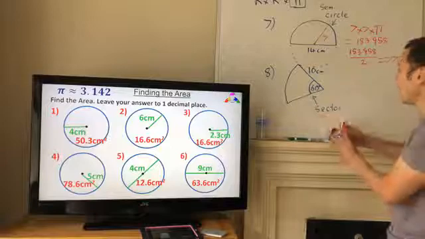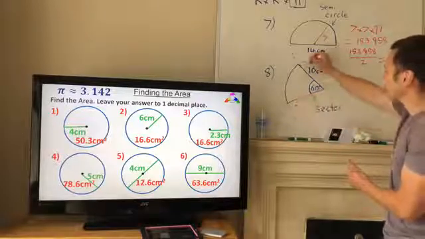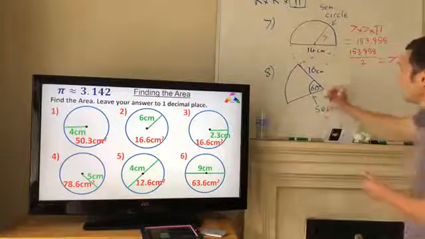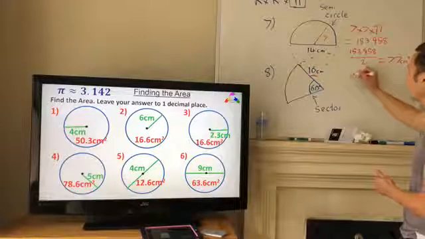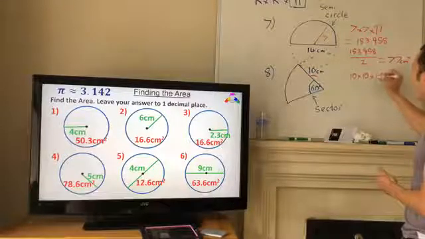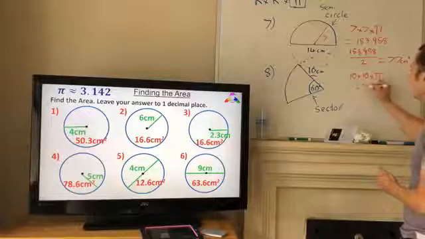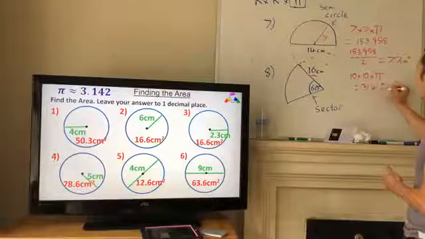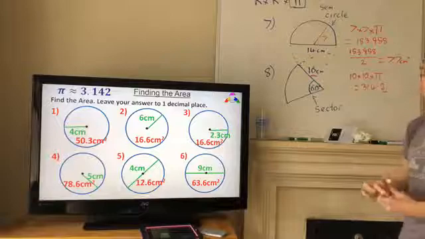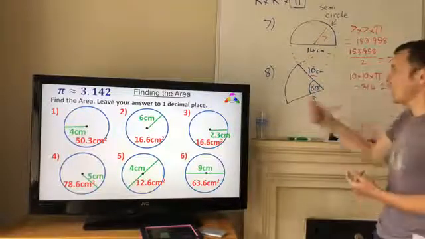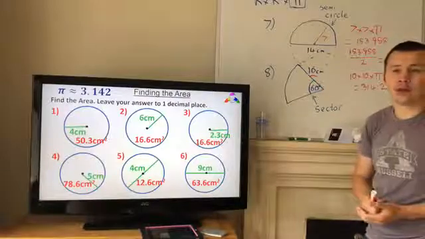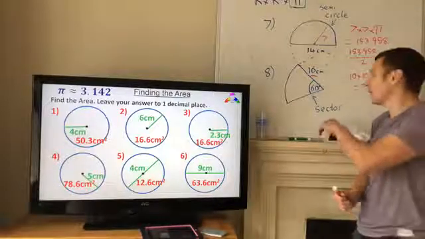So this one here, again, imagine you've got the whole circle, which is one big circle. The radius is 10, so the whole circle is 10 times 10 times pi, which is going to give you 314.2. Now you need to think carefully. How much of a circle is this? Is it half a circle? Is it a quarter of a circle? How can you work it out?